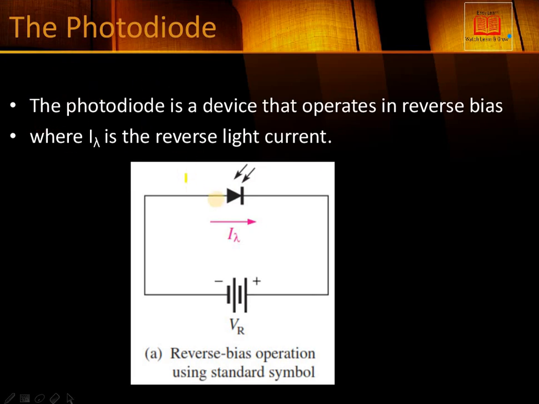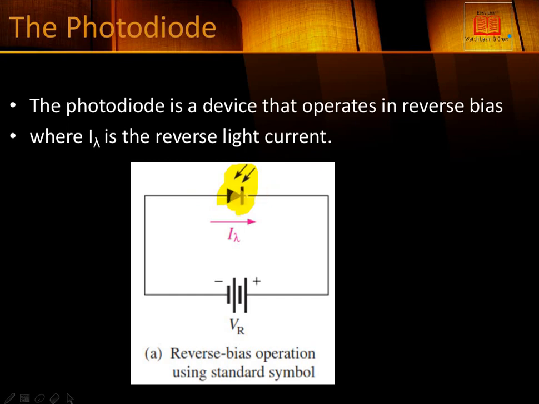What is a photodiode? A photodiode is basically a device that operates in reverse bias. Number one, you can see that this is the symbol, and I am highlighting it. This is one type of symbol. There are more symbols available for the photodiode, and I will show another symbol in the upcoming slides. This looks like a normal diode symbol, but there are two arrows pointing in, which shows that it is a photodiode.